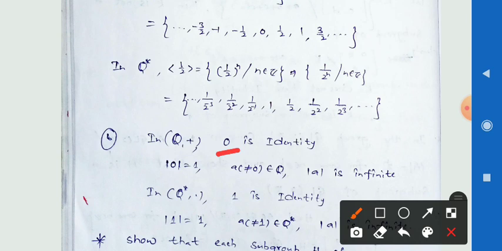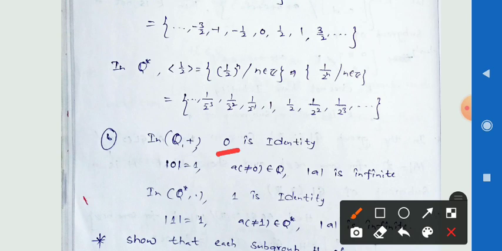Here, a not equal to 0 belongs to Q. Then the order of a is infinite, that is, the order of any element a that is not equal to 0 is infinite.